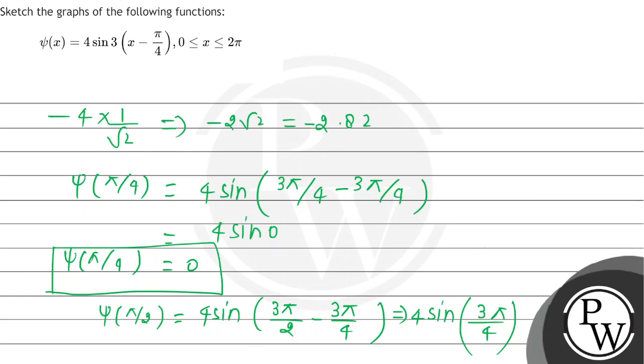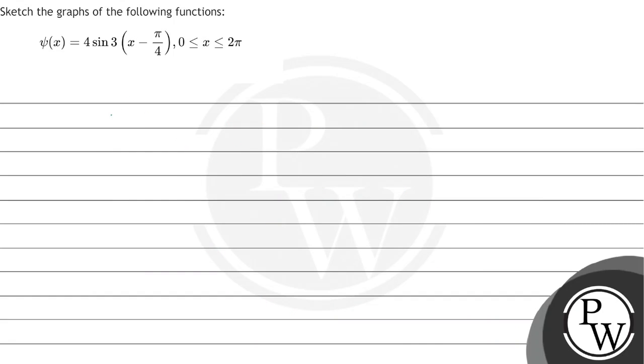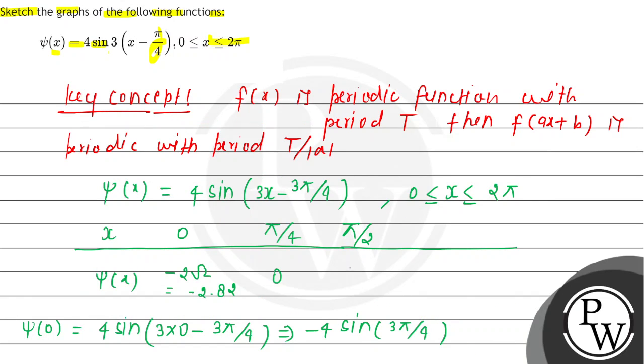4 into sine 3 pi by 4. So sine 3 pi by 4 gives 1 by root 2 value. So we can say we have psi at pi by 2, 4 by root 2. Then we can also write it as 2 root 2. तो अब हम 2 root 2 रखेंगे यहाँ टेबल में, 2 root 2.